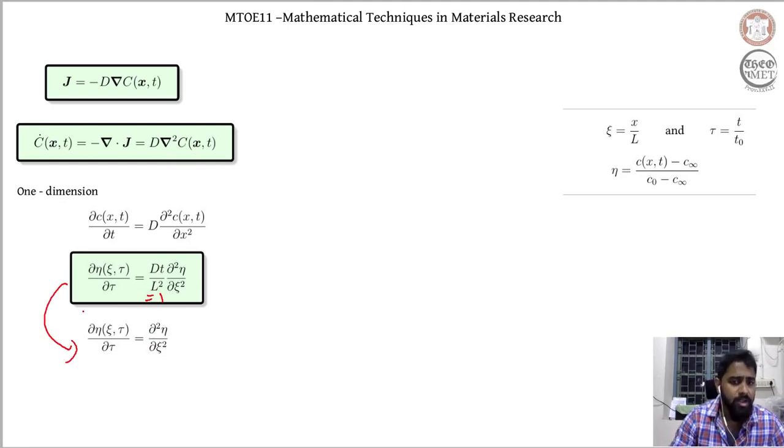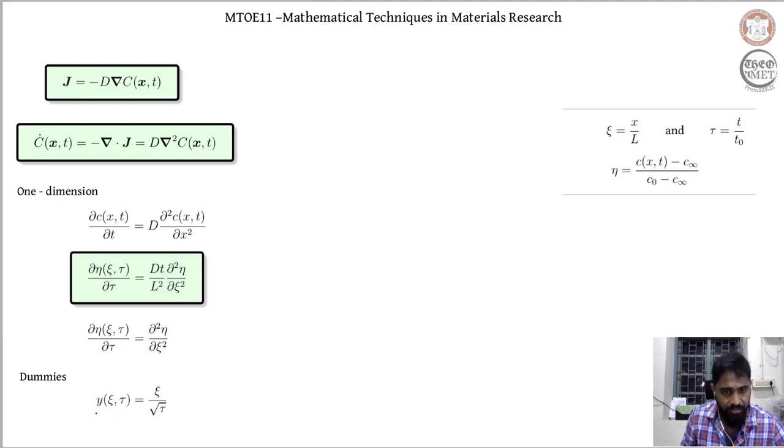Now in order to further solve it, we introduce something called a dummy variable. We want to solve this PDE, and the way to solve this simplified PDE is to convert it into an ODE. To convert it into an ODE, we introduce a dummy variable that is expressed as this.